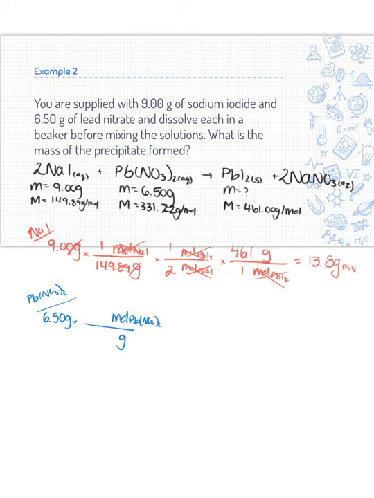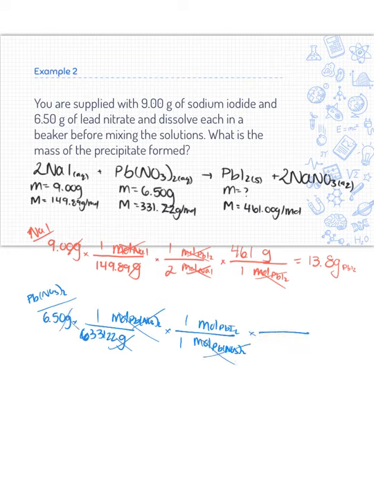And that is 331.22 grams per 1 mole. Our mole ratio is here, so moles of PbNO3 are canceled on the bottom, and we are finding moles of PbI2 up top. This is a 1/1. We still show it.